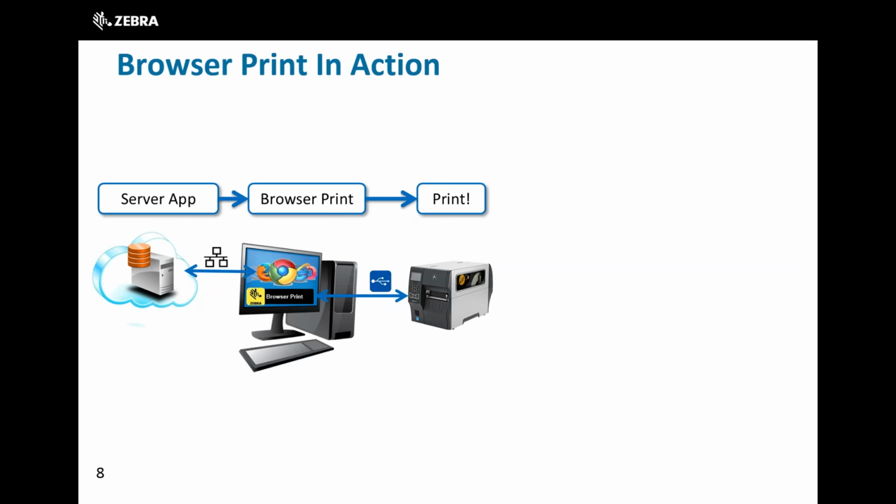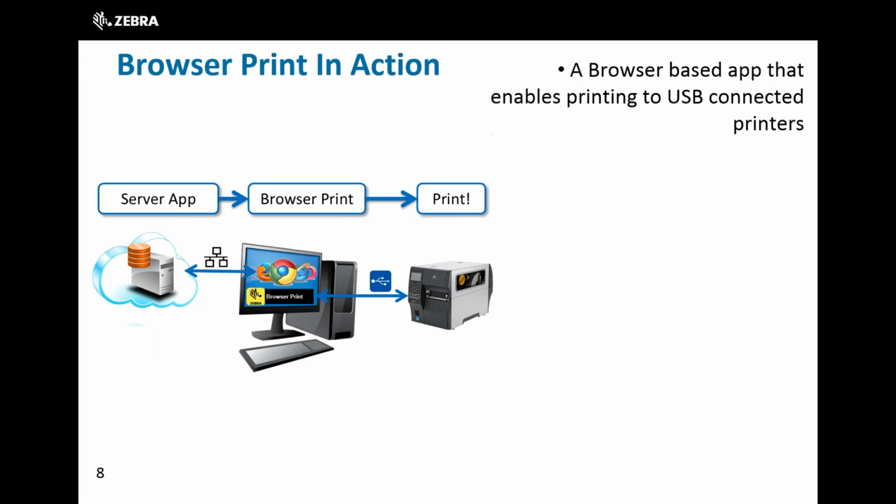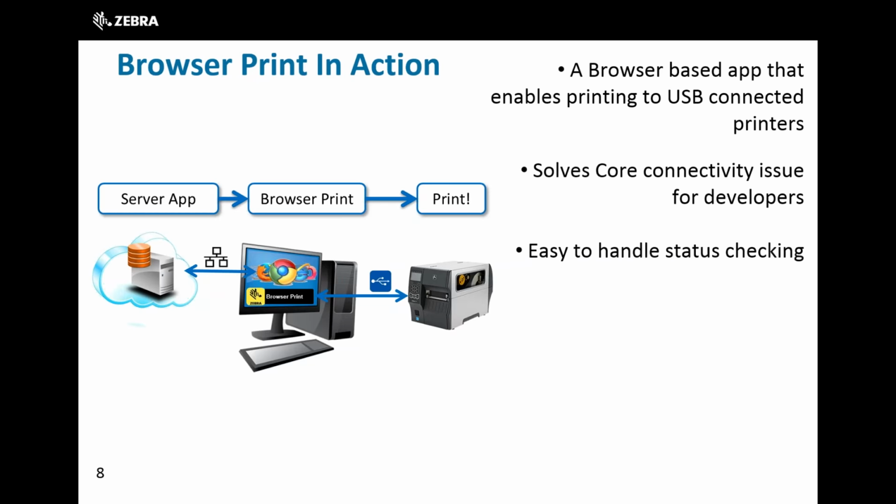Once your end users have installed Browser Print on their PCs, it just runs in the background. They don't really have to think about it. They don't really have to do anything with it. It just sits there, and they can print from your web page whenever they want. It basically runs at startup and just sits there in the background. And I'll show you a little bit about how that works, but it's there, and they don't have to think about it. So essentially, it's an app that enables printing to the USB-connected printers, solves the core connectivity issues.